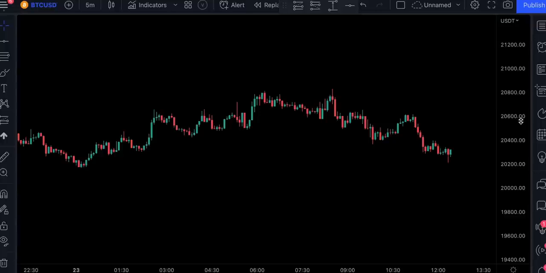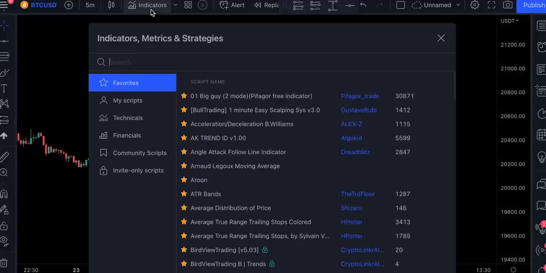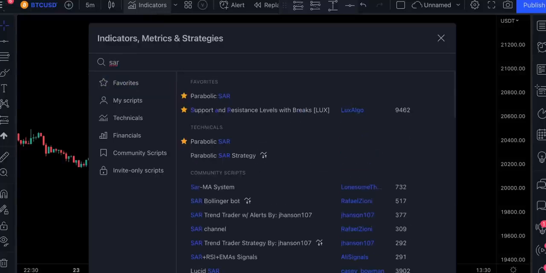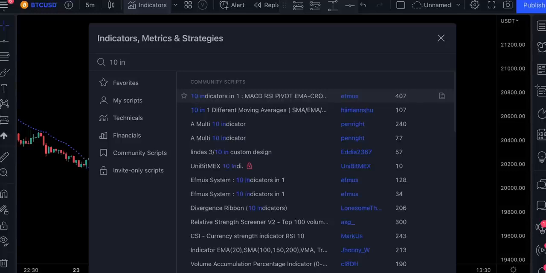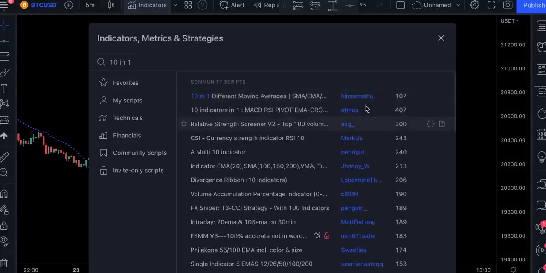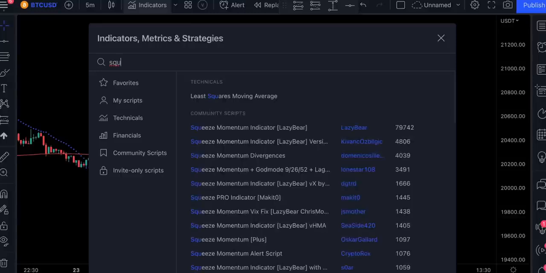Okay, I'm gonna do my backtesting on BTC USDT, and the creator of the strategy mentioned that it works perfectly well on a 5-minute time frame. This strategy consists of 3 well-known TradingView indicators. For the first indicator, let's search for parabolic SAR. For the second indicator, let's add 10-in-1 moving average. This one by Himanshu. And for the third indicator, we will need to add the squeeze momentum indicator. This one by Lazy Bear.